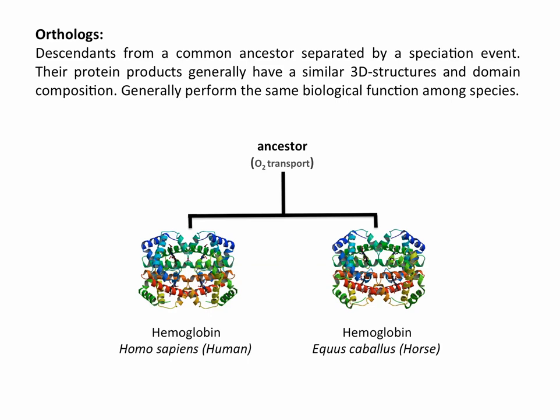Orthologous sequences are produced by speciation events. They are descendants from a common ancestor, and they generally have similar three-dimensional structure and domain composition and generally perform the same biological functions.